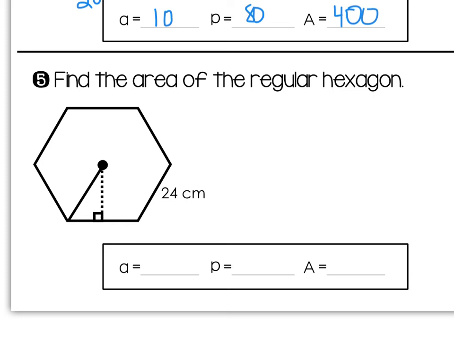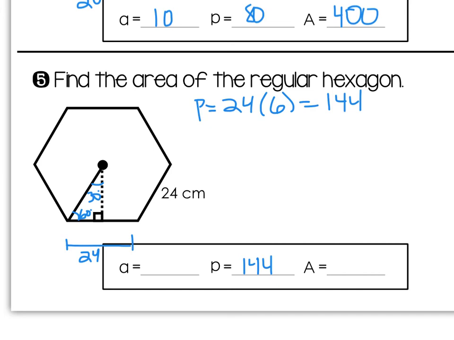For hexagons, what you need to remember is that you have a 60 degree angle as your base right there, and 30 degrees, so it's kind of a flip-flop from your triangle. We know that a side is 24. I can find my perimeter real quick. It's a hexagon, which means it has 6 sides, so 24 times 6 is going to give me 144.